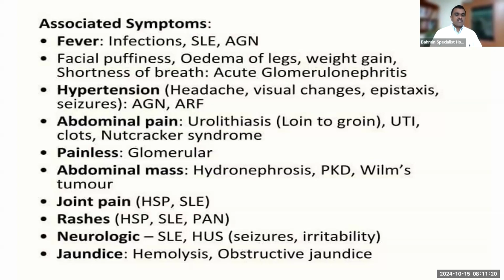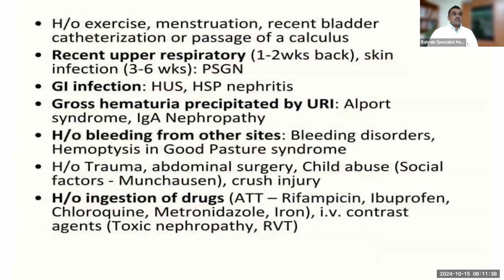Abdominal mass can be seen in hydronephrosis, polycystic kidney disease or Wilms tumor. Joint pains, we have to suspect HSP or systemic lupus erythematosus. Rashes are seen in HSP, SLE, and polyarteritis nodosa. Jaundice will be seen in hemolysis or obstructive jaundice. History of exercise, menstruation, recent bladder catheterization or passage of calculus. You have to ask these histories.